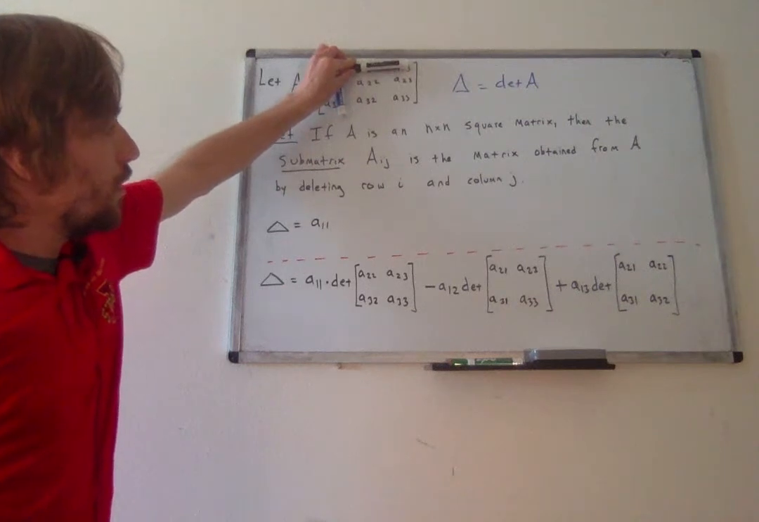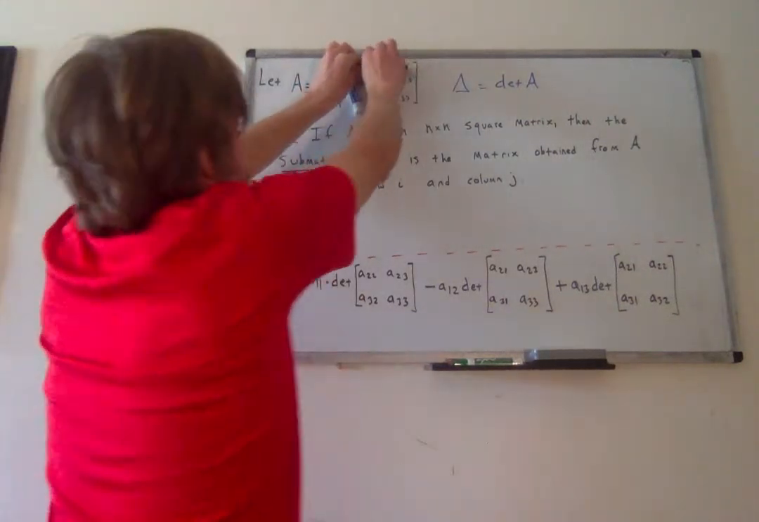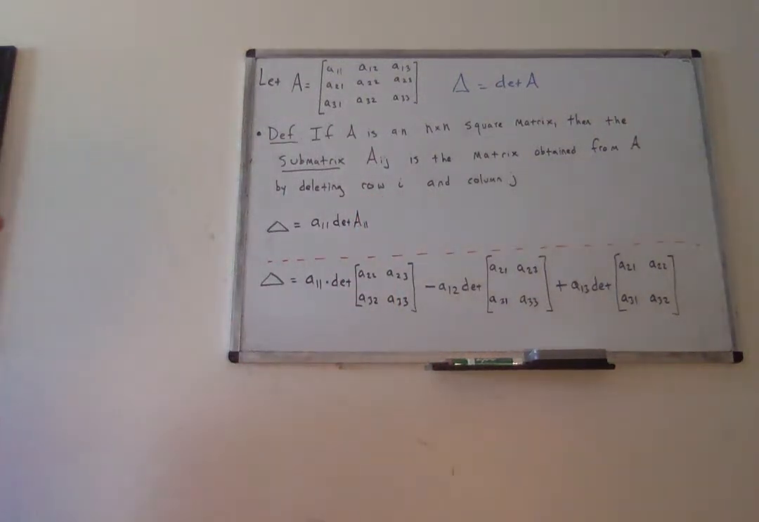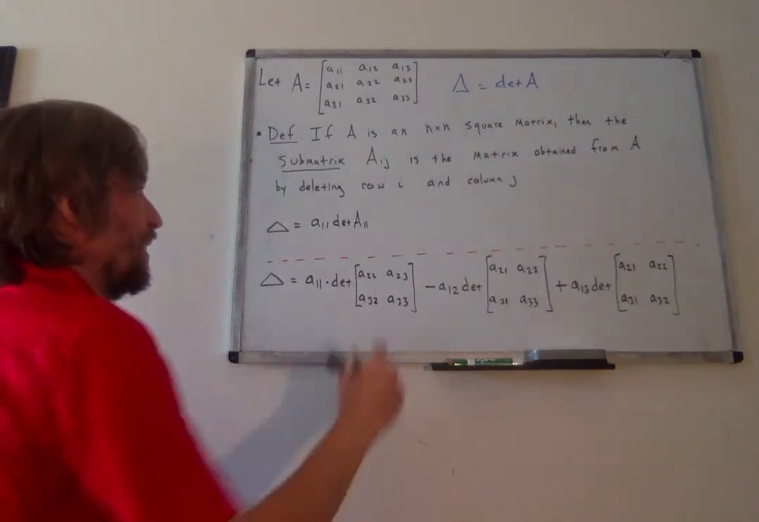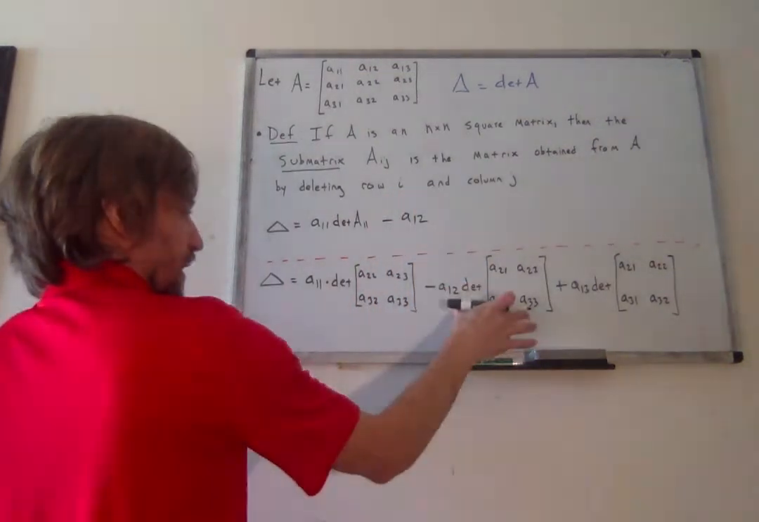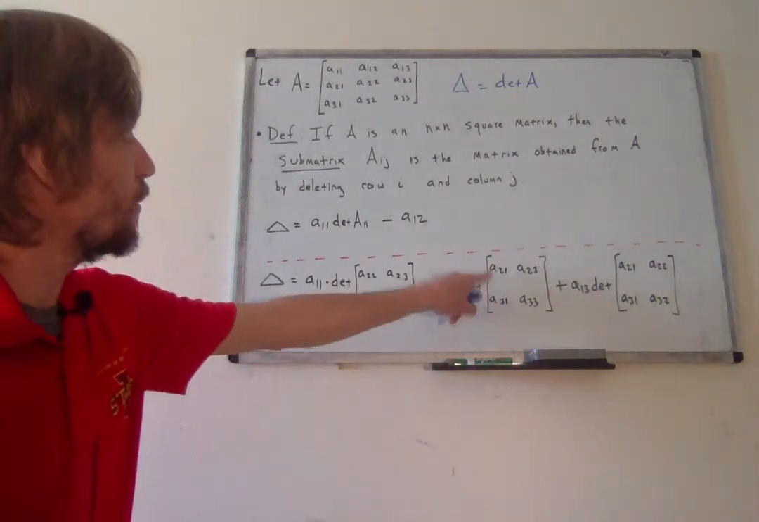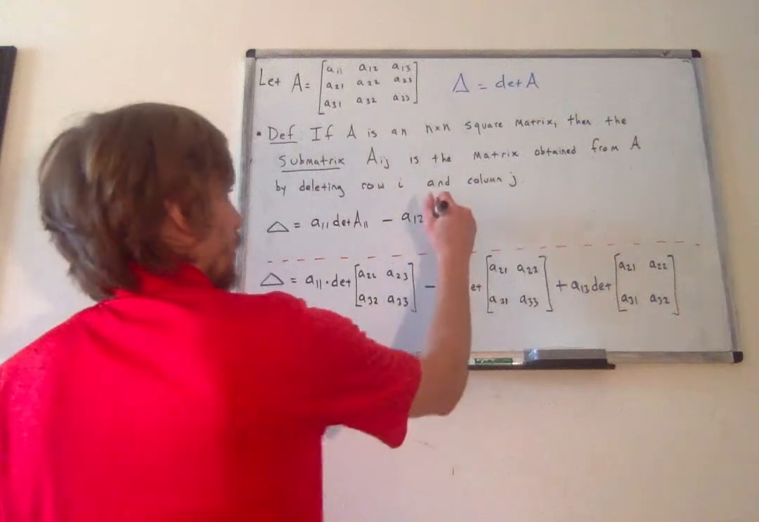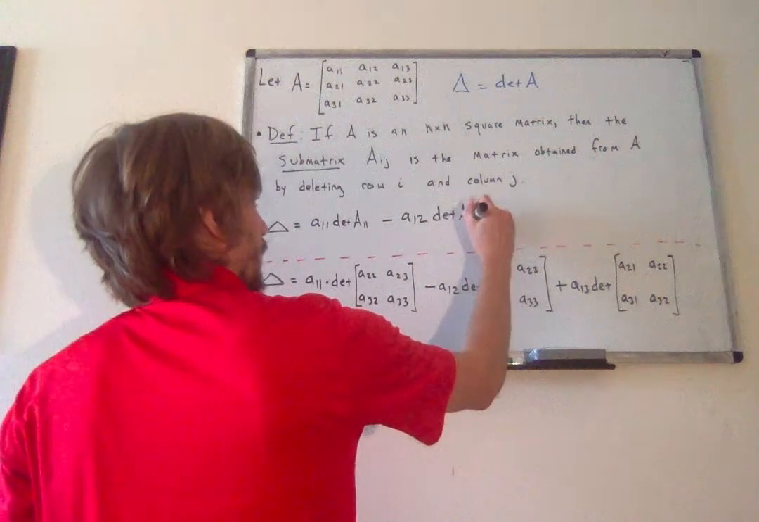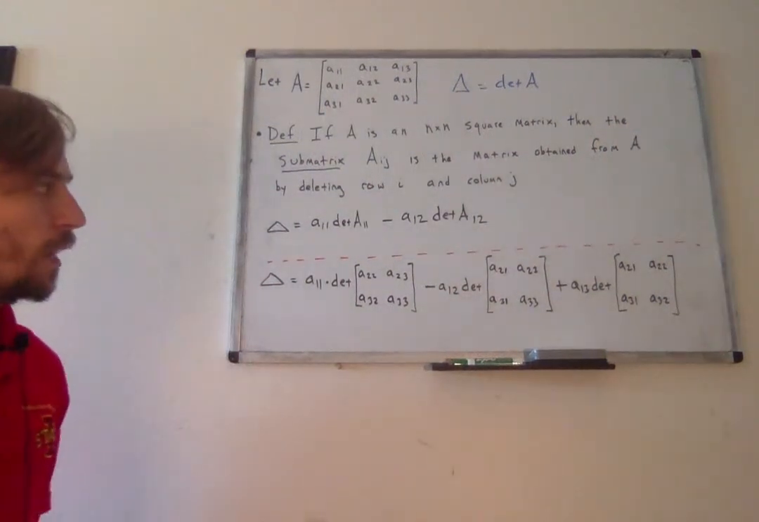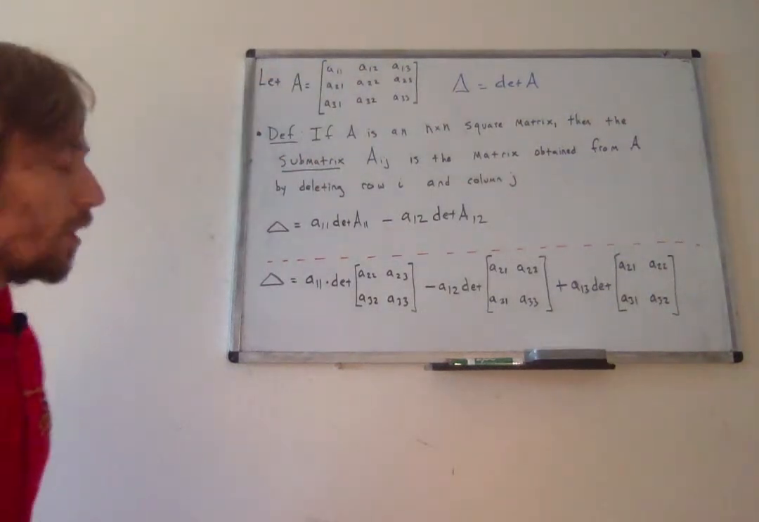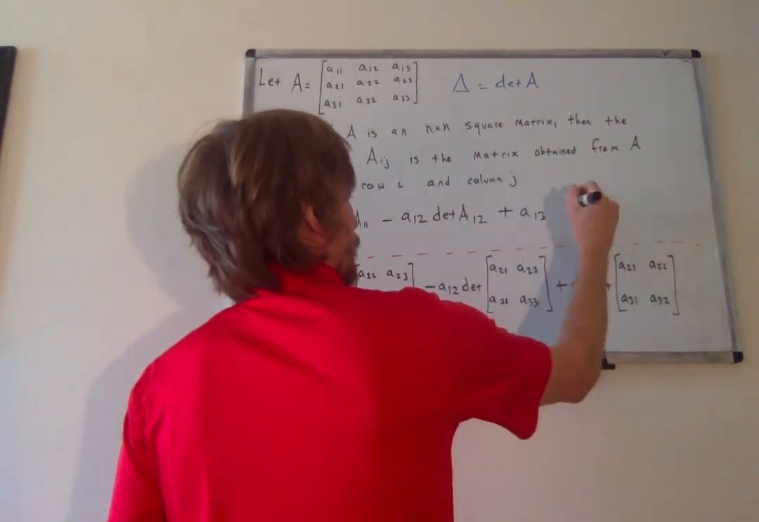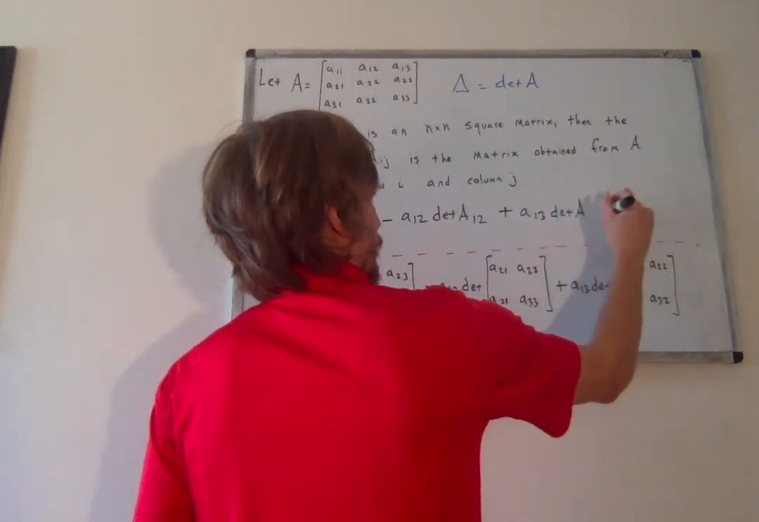Well, notice I get this exact matrix here. So this is actually equal to A11 times the determinant of the submatrix A11. And maybe you see what's coming now, minus A12. This is why I defined this term the way I did. Because notice this is the submatrix. If I delete row 1 and column 2, I'm left with A21, A31, A23, A33. So A21 times the determinant of the submatrix A12. And finally, if I delete column 3 and row 1, I'm left with that matrix there. And so this is equal to A13 times the determinant of A13.